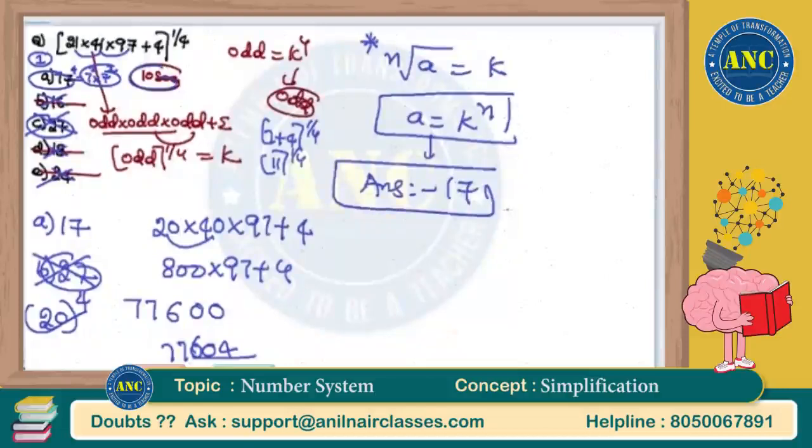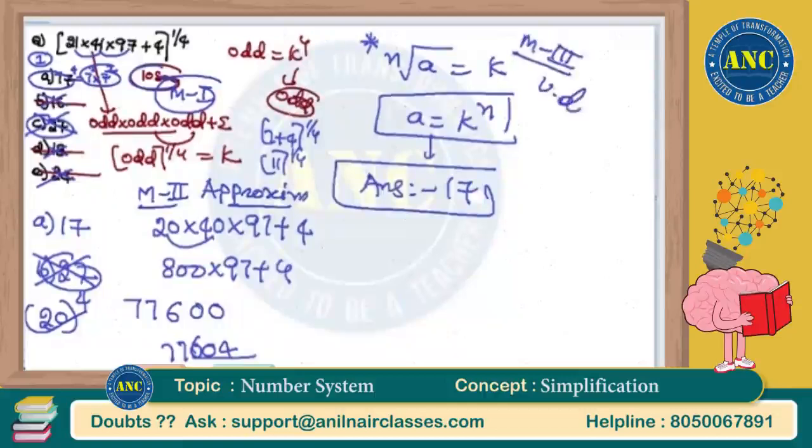I hope it is clear, right, sir? Clear approach? Anything that you want me to solve? Anybody got a doubt? This is method 1: odd into odd into odd plus even. Method 2 is approximation. Method 3 is unit digit. No need to calculate it. If you want to listen to live classes where there are calculations, please spend your time and waste time there. 21, 41, 97.